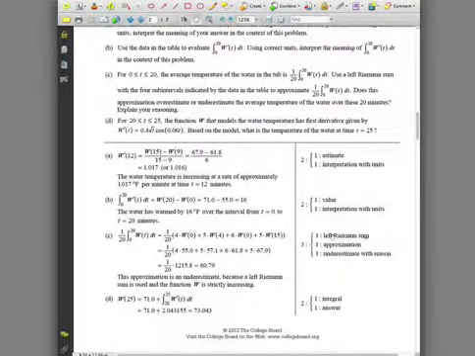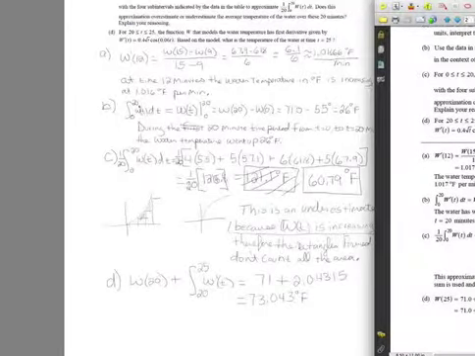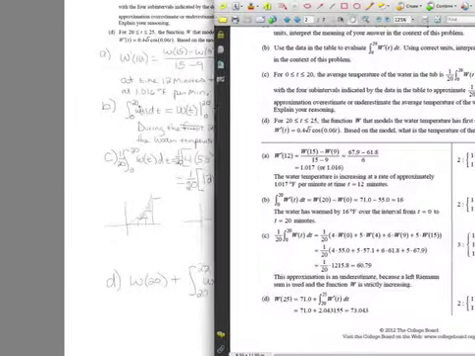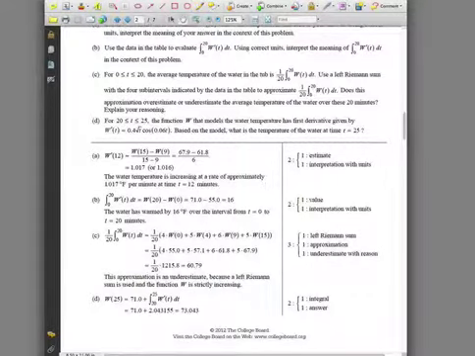So 1 for setting it up as a left, 1 for getting the answer, and then 1 for the underestimate. And it says it's an underestimate because a left Riemann sum is used and the function is strictly increasing. So that's all they said. And then here's their work for finding the new total, 73.043. Odd they didn't put units on that, shame on them. And that's what we got. So I'm happy, I got all 9 points.